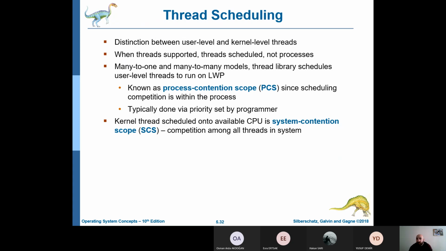For the first one, process contention scope, we have to decide which thread of the same process will be executed first. With system contention scope, we have to decide which thread will be executed on the real CPU first. So the competition for the CPU with system contention scope scheduling takes place among all threads in the system. Systems using the one-to-one model, such as Windows and Linux, schedule threads using only system contention scope. So in that case, we don't need process contention scope.